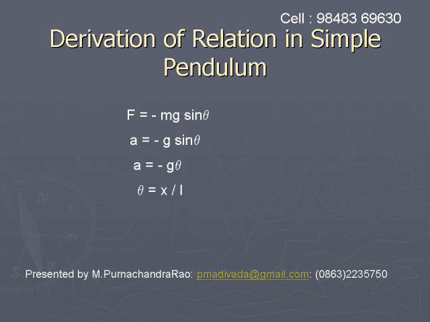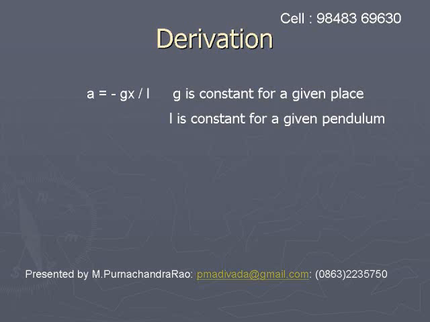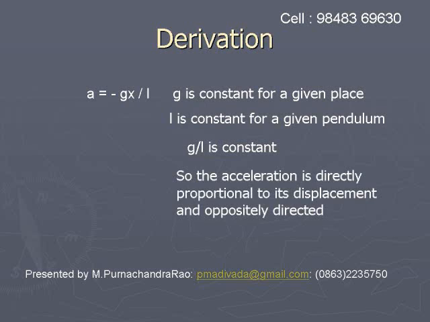But if we consider OA is equal to x, the arc length of the displaced position, then theta is equal to x by L. Hence, A is equal to minus gx by L. In the relation A is equal to minus gx by L, g is constant at a place and the length of the pendulum is constant for a given pendulum. Hence, g by L is constant. So, A is equal to minus g by L into x.